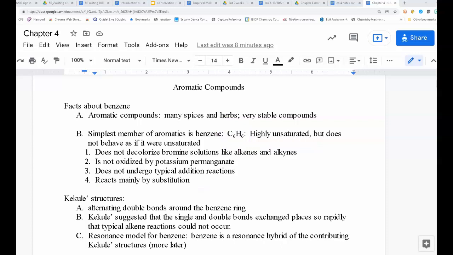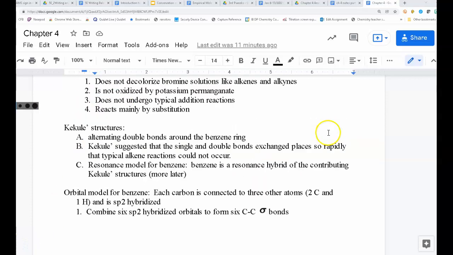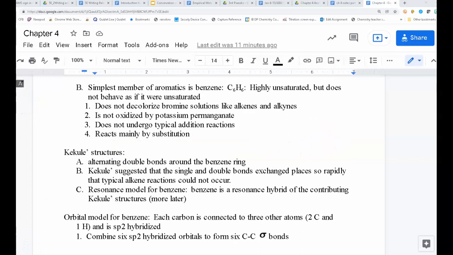Let's go ahead and take a look at something called a Kekulé structure. It's named after Friedrich August Kekulé, the guy who did a lot of the investigation into what is going on with benzene, and he proposed the structure of this benzene molecule.